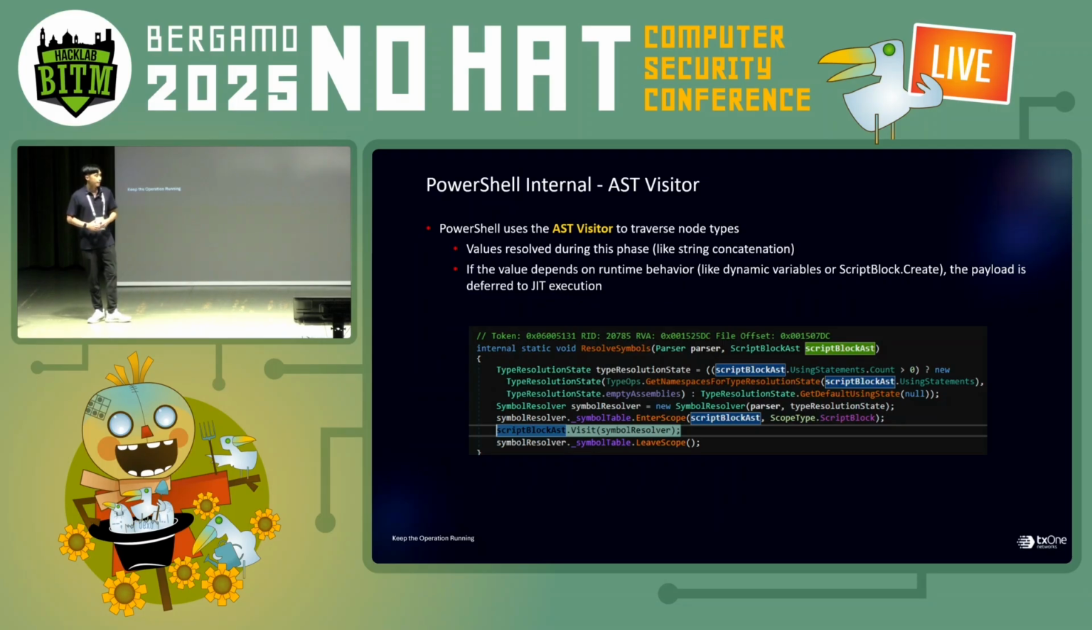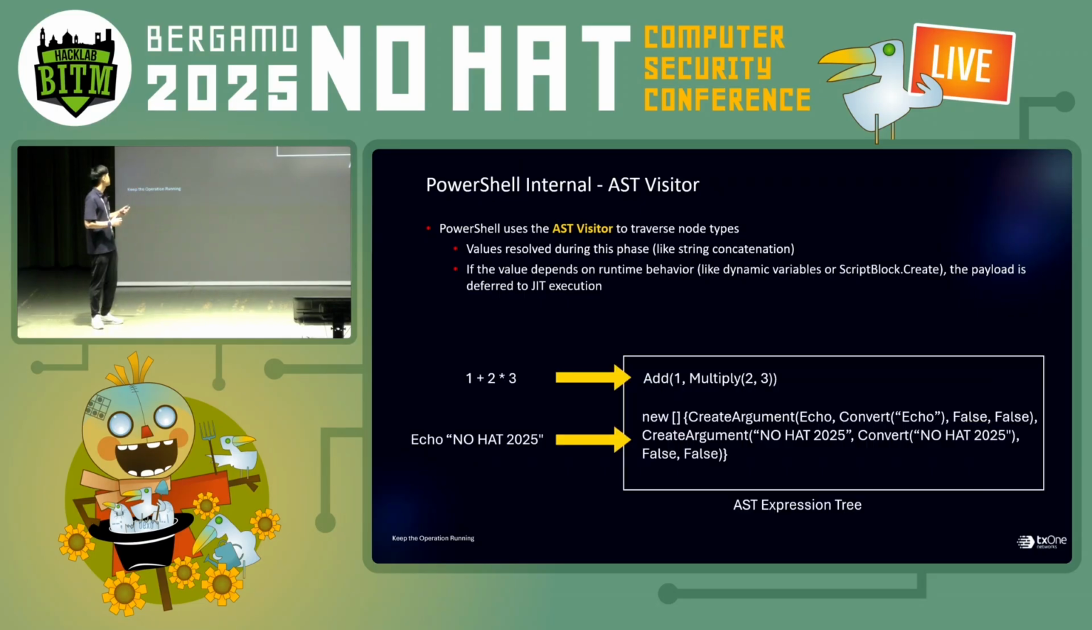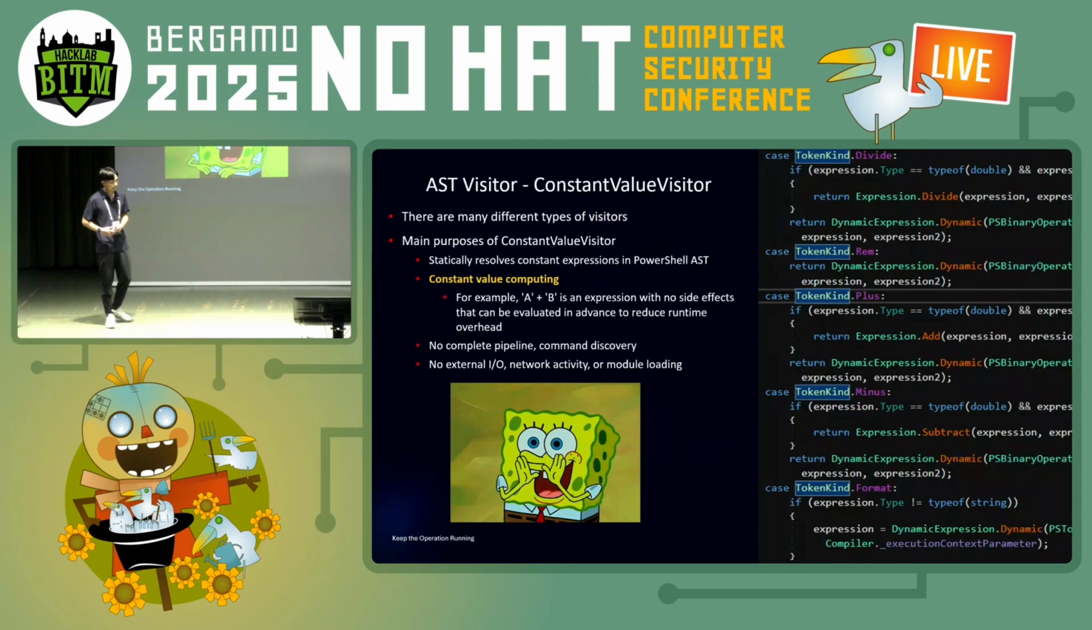So when PowerShell is parsing, the AST visitor will try to resolve the variable name, the symbol name, into a real object. So as you can see here, 1 plus 2 multiplied by 3 will be converted into a function style, and then the plus and the multiply will be converted into tokens, real objects. Okay, so second is echo nohead 2025. This command will be converted into a lambda style function with 2 arguments, echo and the string nohead 2025.